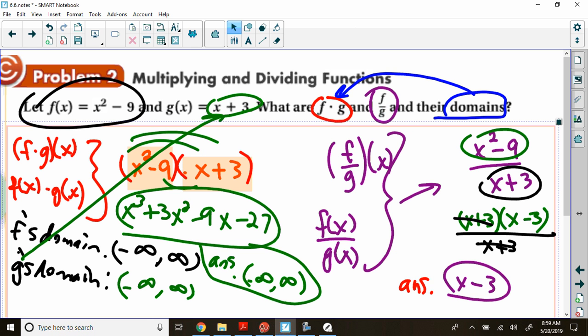Now that's for the product. Does anybody remember what we have to remember when it comes to the dividing? That little caveat, that little thing to watch out for? The little, remember this part, don't forget.